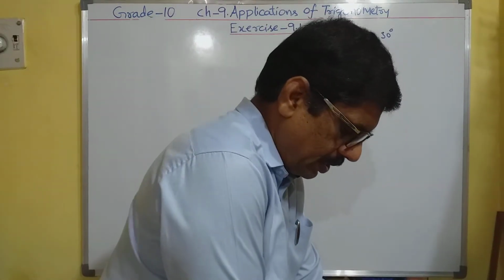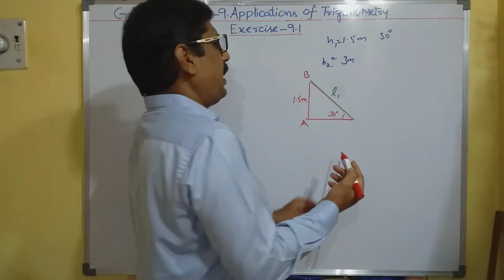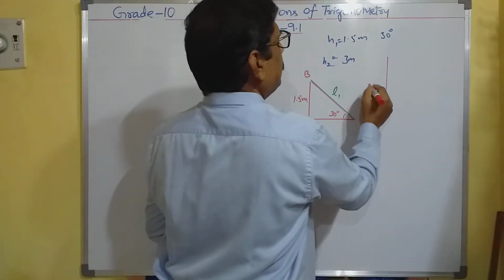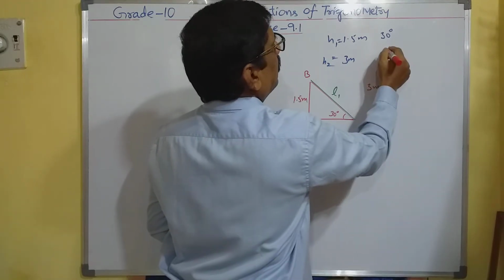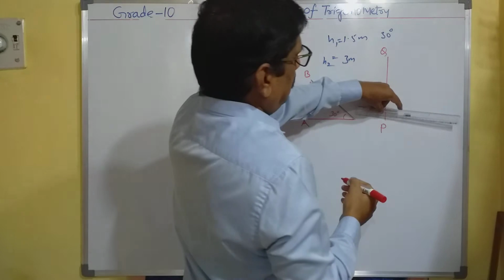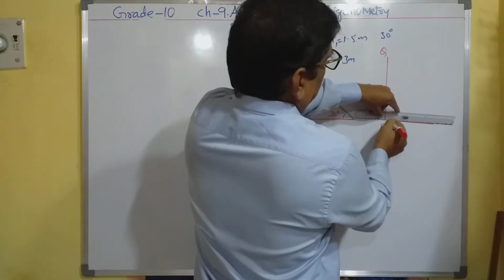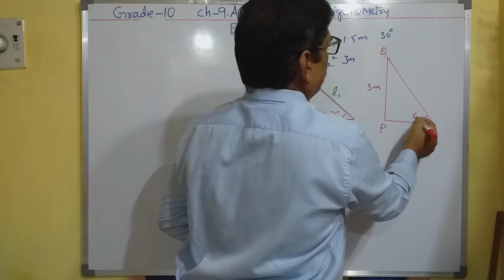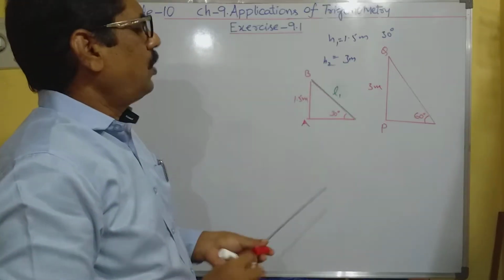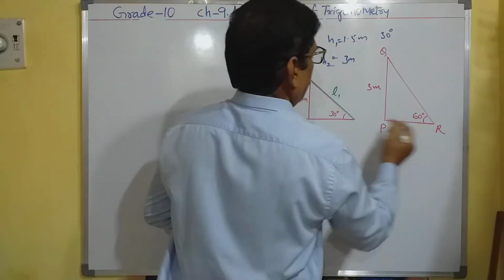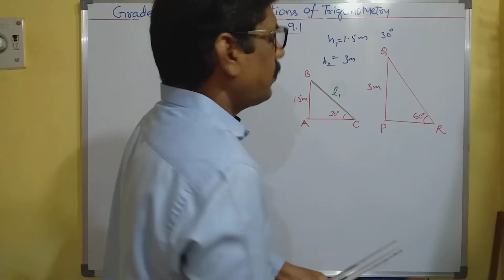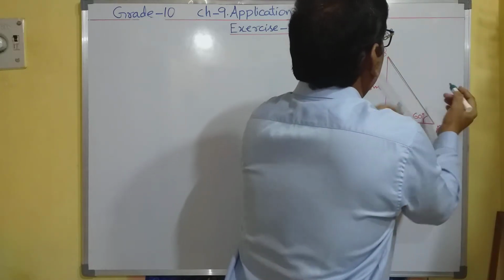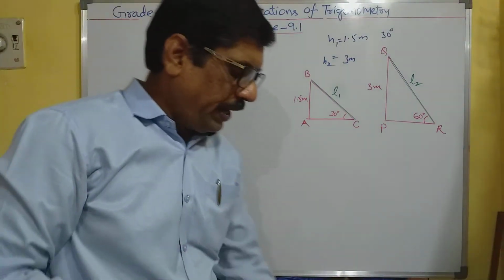In the same way, she wants to construct another slide of 3 meters height. This height is 3 meters. Let us take it as PQ, and it is making an angle of 60 degrees. The length of this slide, let us take it as L2. We need to find the lengths of the slides.